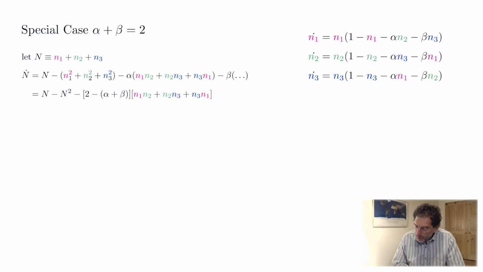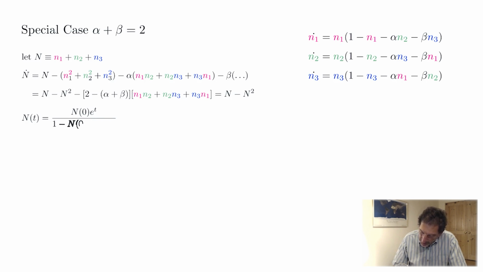Now, in the special case where alpha plus beta is equal to 2, then the last term just simply vanishes. So this is just equal to N minus N squared, a much simpler equation. And we know the solution to this equation because it's just, again, the equation for logistic growth. And the solution is N of t is equal to N of 0 e to the t divided by 1 minus N of 0 times e to the t minus 1. And so as t goes to infinity, the exponential dominates, and we see that we just get 1 as t goes to infinity.